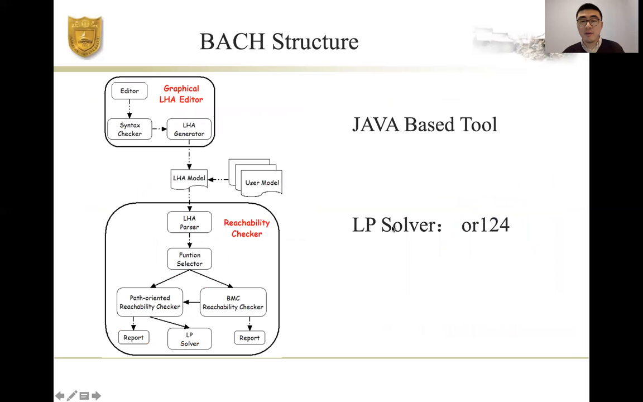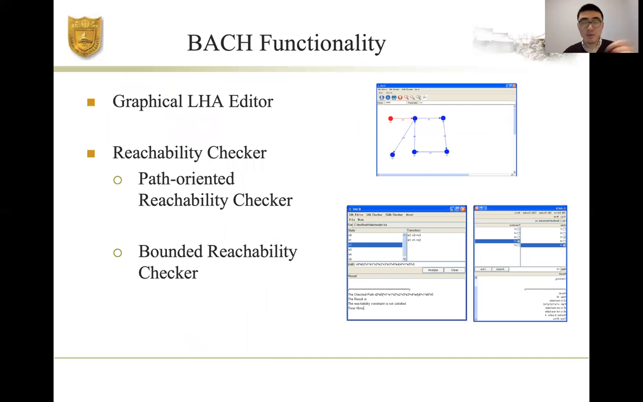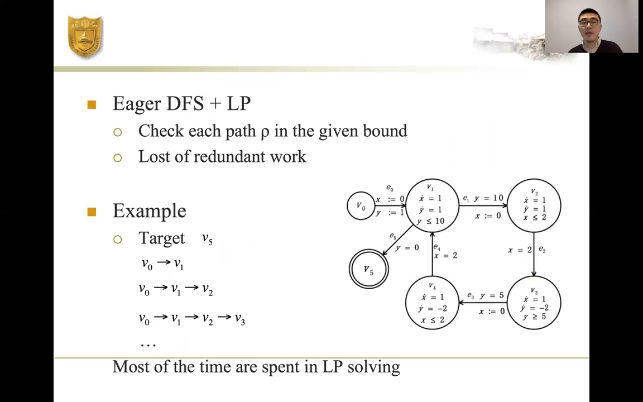Here's the structure of our tool. The first version is a Java-based tool, and it's using an LP solver, and it has a graphical LH editor and the reachability checker. Basically, it does the syntax check, then it generates the LH model, then it goes to a parser, and the user can do path-oriented or functional checks. That's it. And we will skip this part.